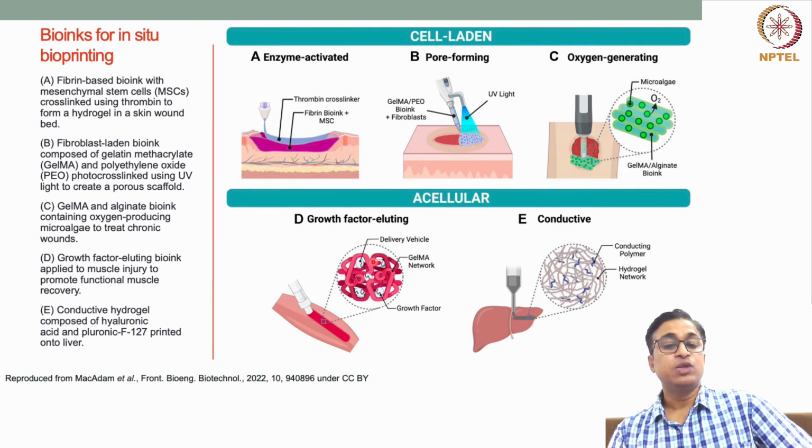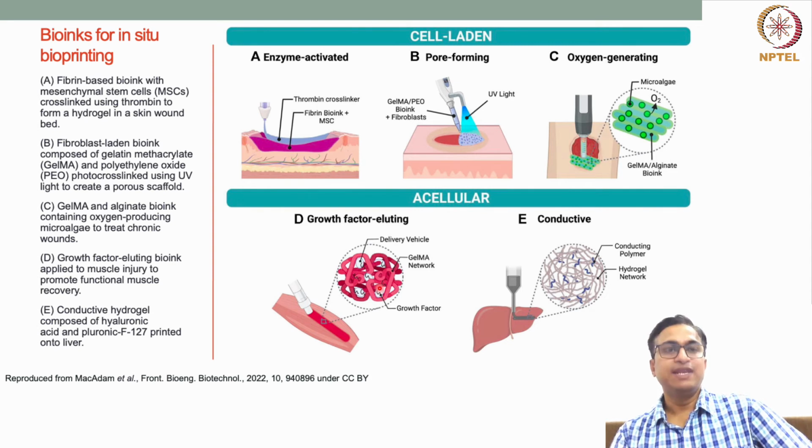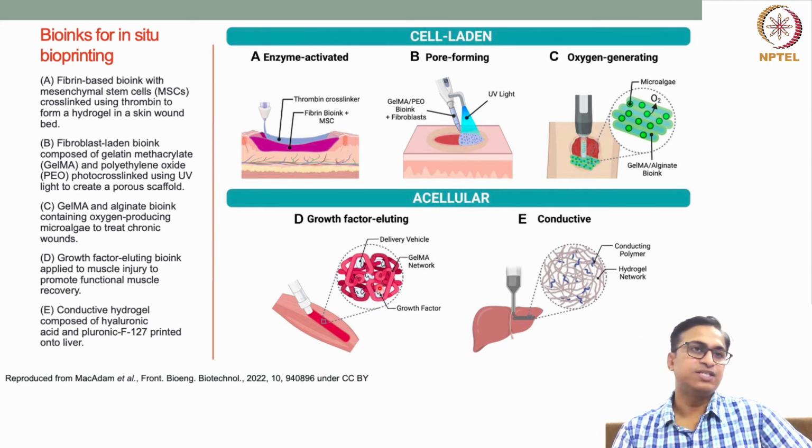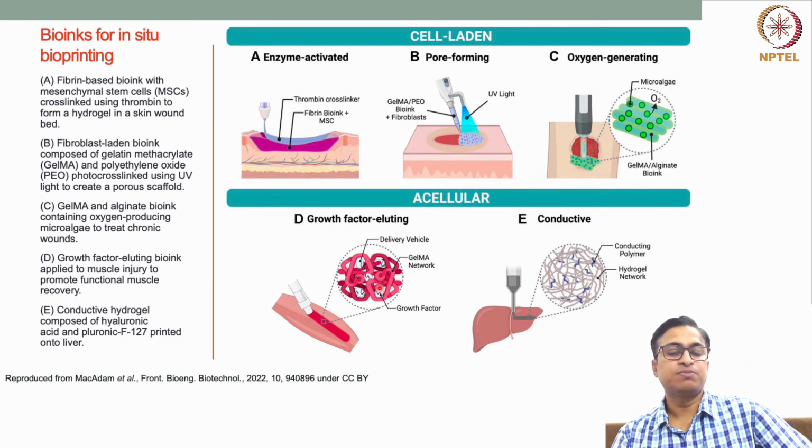The next thing can be, suppose we are interested in delivering a particular type of growth factor. Then that can induce different types of tissue engineering. Suppose it is used for blood vessel generation, so VEGF can be incorporated. For bone, BMP can be incorporated. For cartilage, TGF beta, or different types of targeted growth factors can be incorporated within this bioink, and then it can be cross-linked further by employing different types of mechanisms.